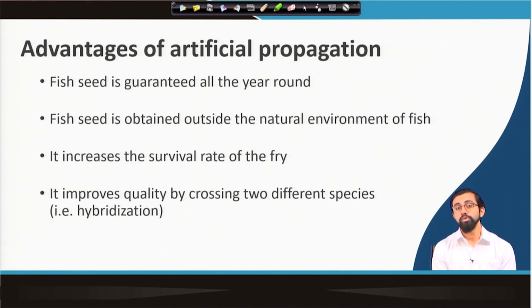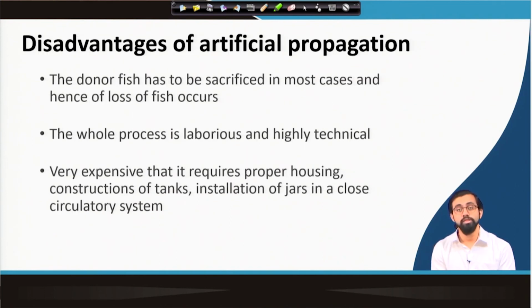Because of the closed supervision, these fries can have a very high survival rate compared to natural ecosystems and systems. It improves the quality by crossing two different species, which we call hybridization. Suppose we want to go for hybridization of two different species; it is very difficult in natural conditions, especially in the natural and semi-natural propagation methods. But in this particular method, we can go ahead with hybridization if you can provide proper environmental conditions, and it is doable, and it also improves the quality of the hybridization process as well.